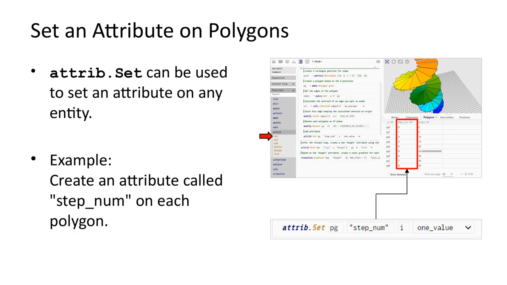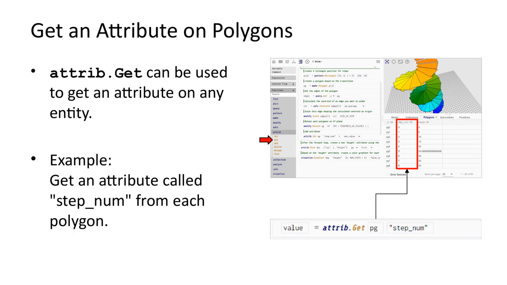To set an attribute value, you can use the attrib.Set function. The function arguments take an entity, an attribute name, and an attribute value. We can ignore the 4th argument for the moment. When this function is called, it will attach the attribute to the specified polygon. If it is the first time an attribute with that name is being set, then a new column will appear in the attribute table.